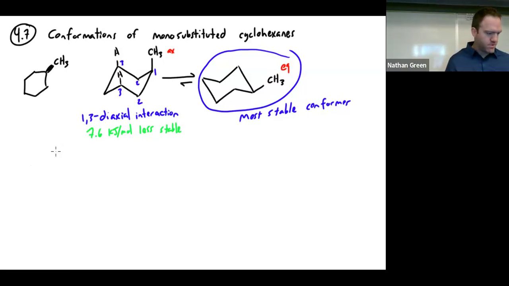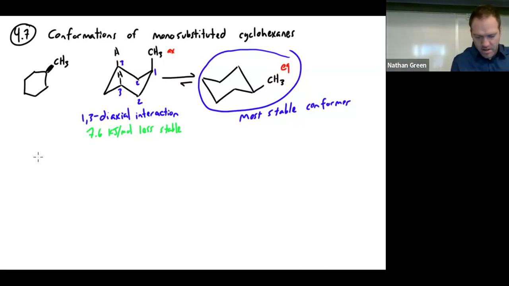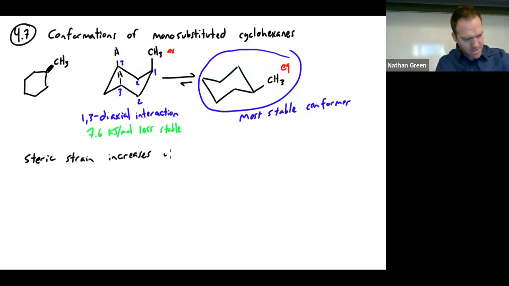Sorry, I'm moving quick here. That makes sense? If you have a big group on a cyclohexane, you want it to be in an equatorial position. Axial, if this is my ring, axial makes it run into the ring a lot more than equatorial. Equatorial, the big group's kind of sticking out to the side. Axial, it's closer to all the other guts of the ring. And my ring is structured here, so I can't really do it, but spread out the density, crush it. The steric strain increases with substituent size.